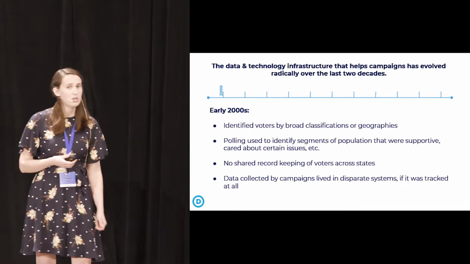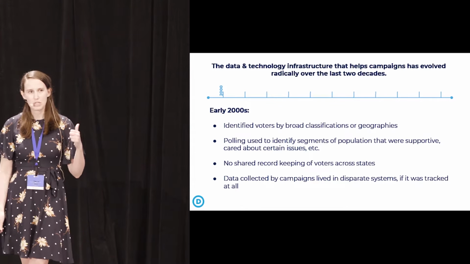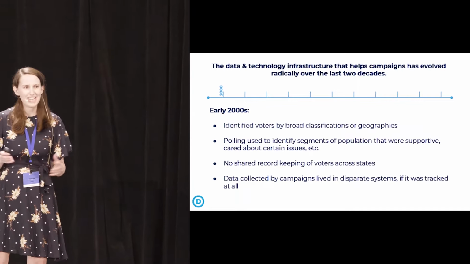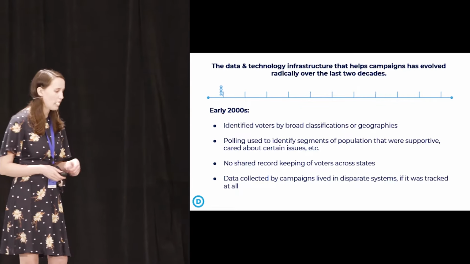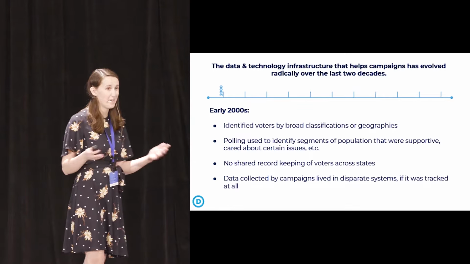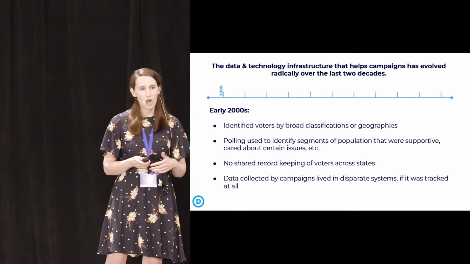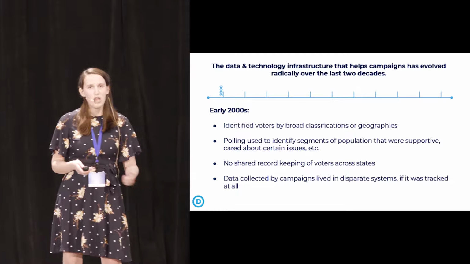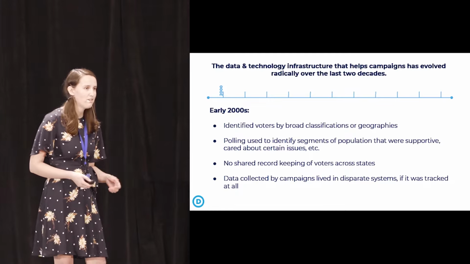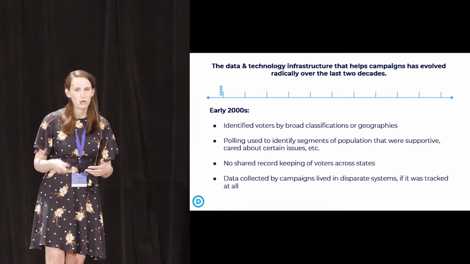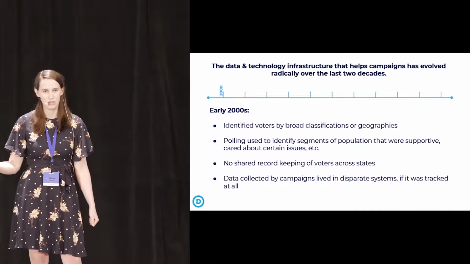At this point in time, political campaigns attempted to do all the things I just named by identifying groups of voters using either geographic information or demographic information broadly to understand who are the types of people that would be supportive of a given candidate, who are more or less likely to vote, or who are more or less likely to care about certain issues.